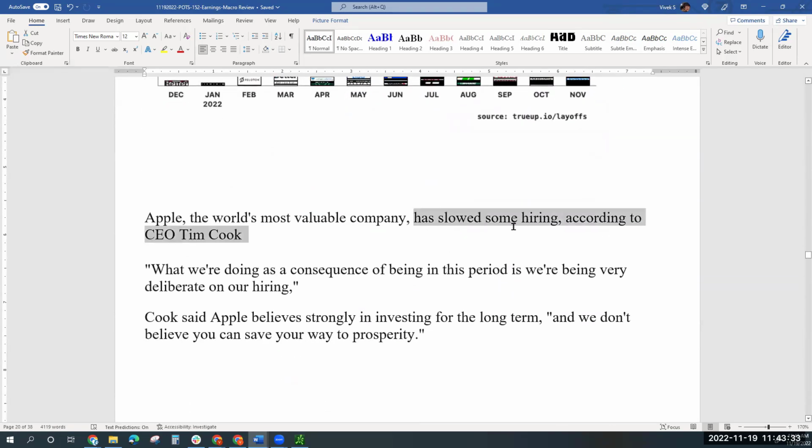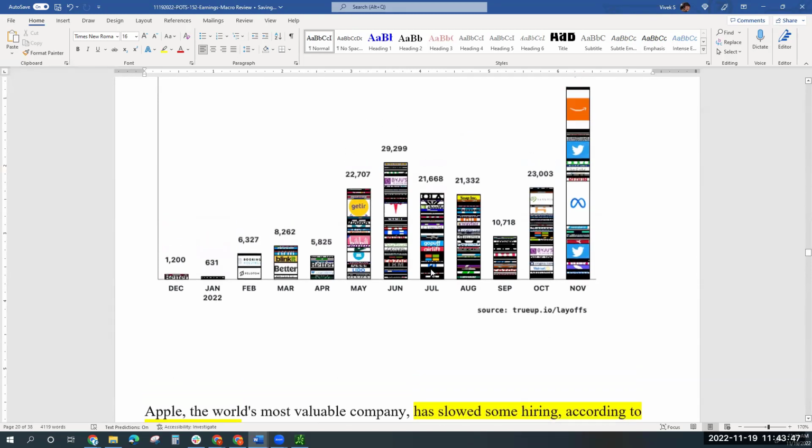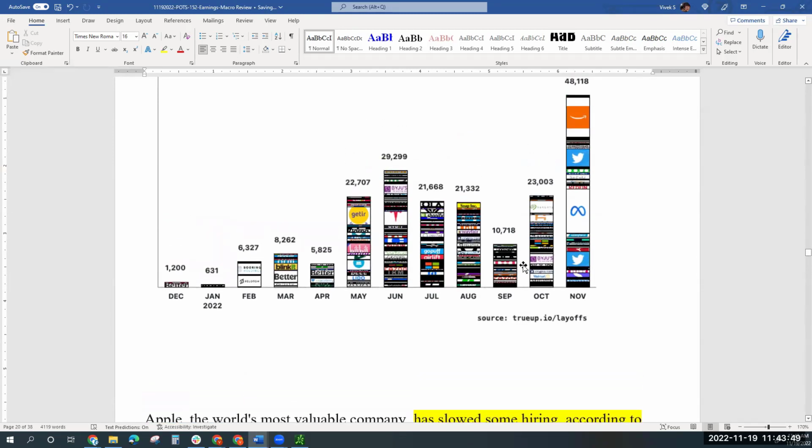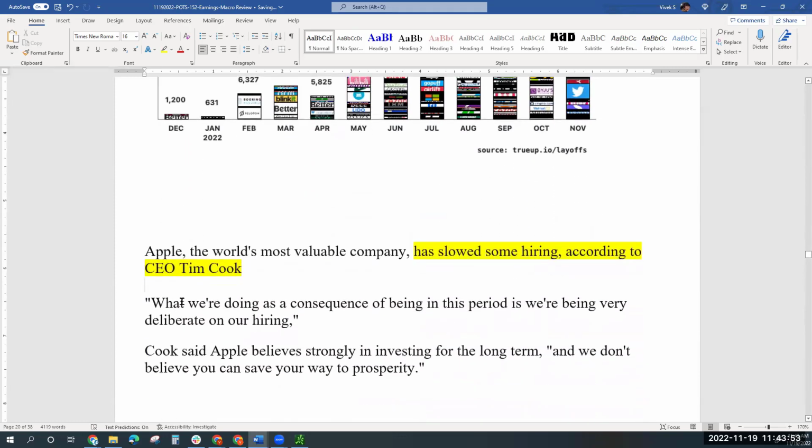So Apple has slowed some hiring. And this latest comment came from Tim Cook, that they've slowed hiring. I think earlier this year they fired some recruiters, but not really, not like the mass layoffs other companies are doing. What we are doing, as a consequence of this period, is being very deliberate on hiring.